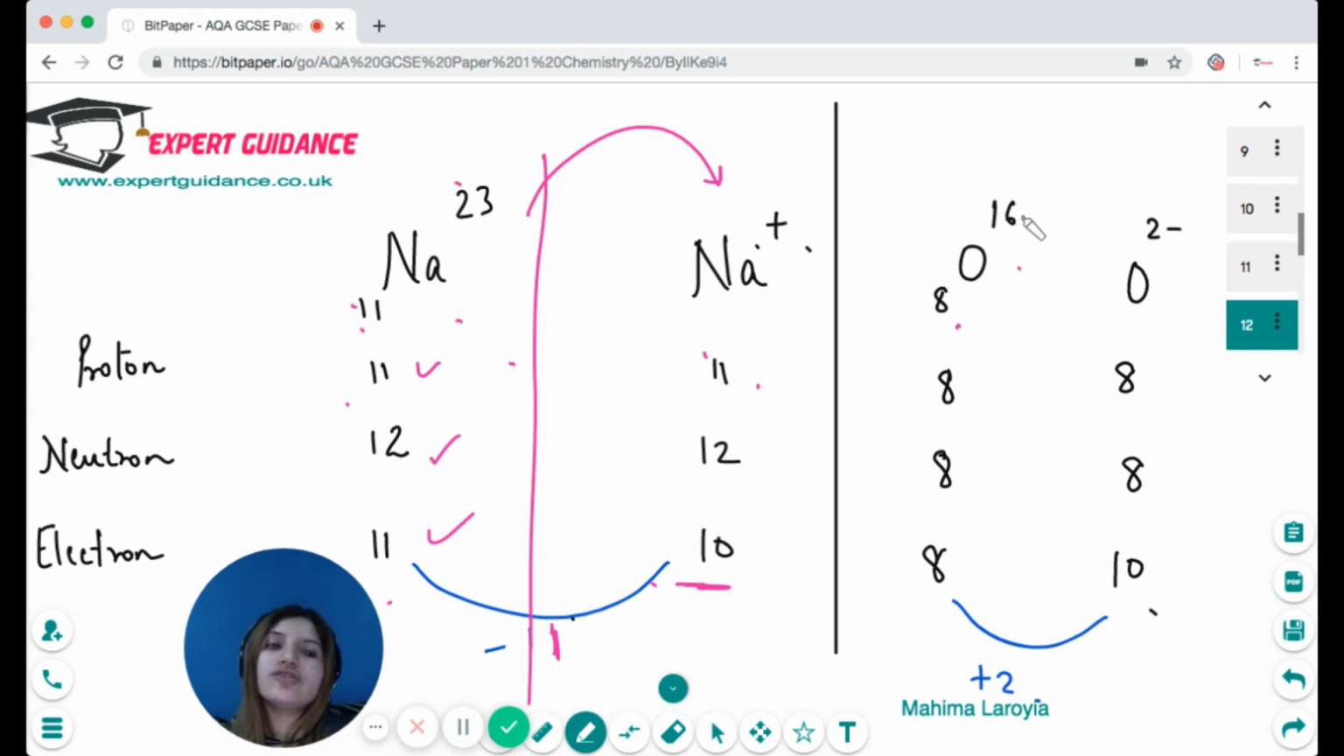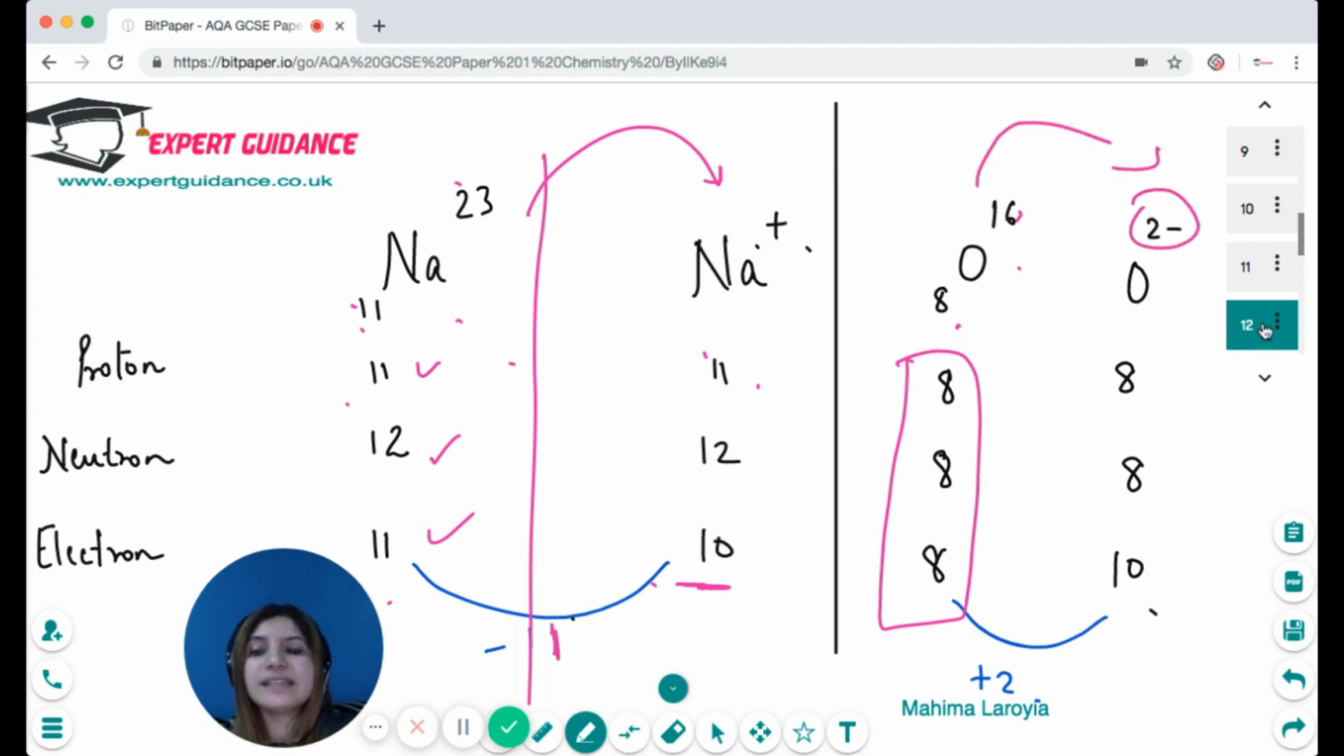Similarly, oxygen 8 and 16, they all have 8 as proton number, neutron number, and electron number. When it becomes 2-, it means it has gained 2 electrons. So you add 2 to the number of electrons and that becomes 10. Okay, so I hope you are now in a position to work out the proton, neutron, and electron number of an atom and an ion.